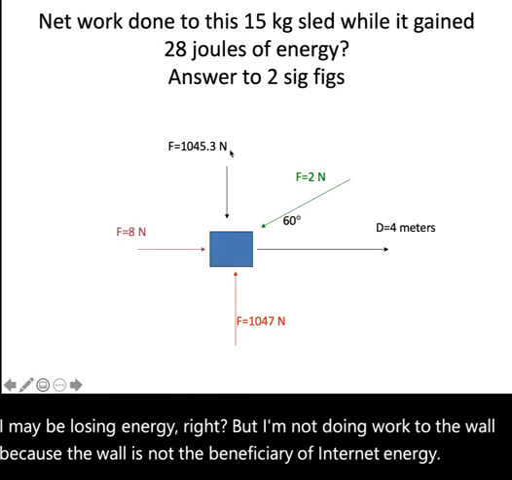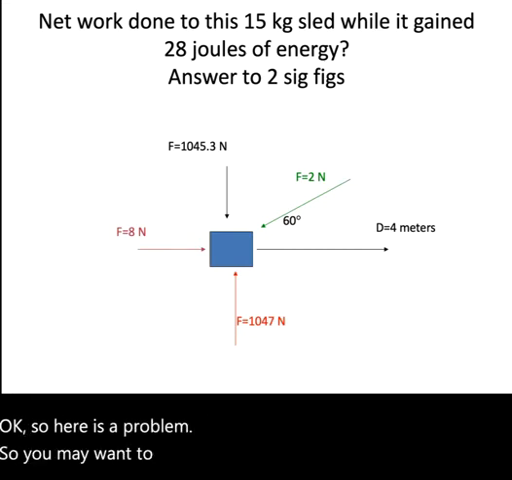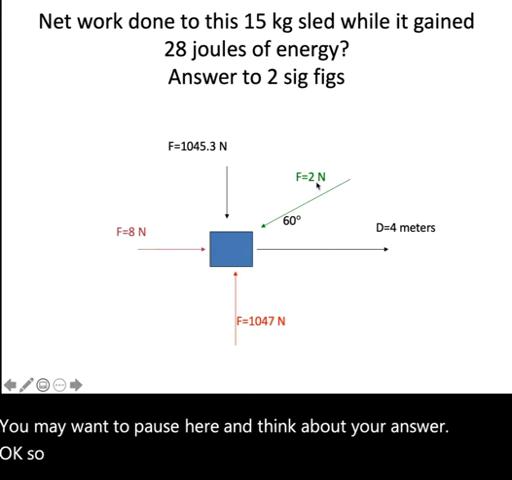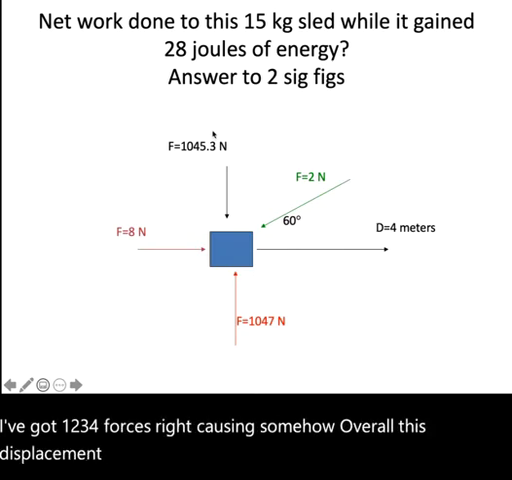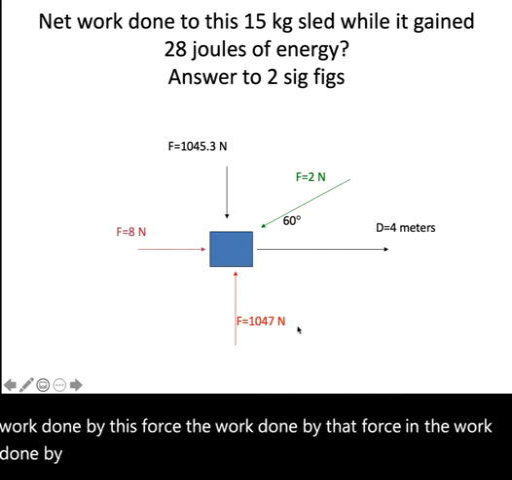Okay, so here's a problem. You may want to pause here and think about your answer. Your first instinct is to say, oh, this is going to take me a little while. I've got 1, 2, 3, 4 forces causing somehow overall this displacement. So I can find the work done by this force, the work done by this force, the work done by that force, and the work done by that force. A couple of them are zeros, and then add them all up, and that will give me the right answer.